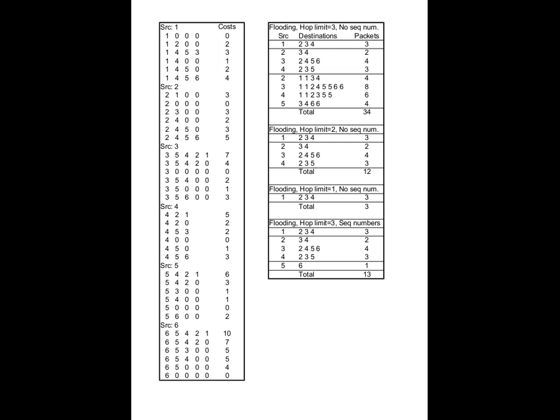That's the basics of flooding. Send to everyone by sending to your neighbours, and your neighbours send to their neighbours, and so on. And eventually, if we have a suitable hop limit, the destination will receive a copy. And that's our aim.